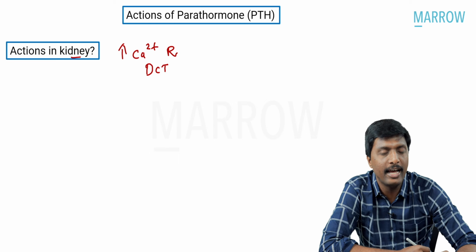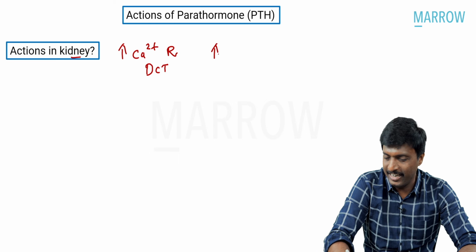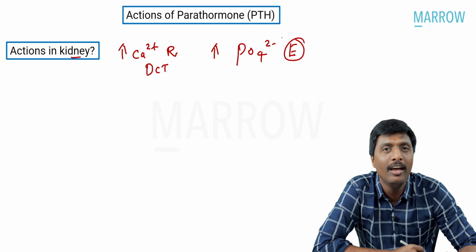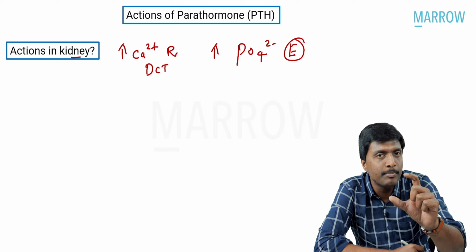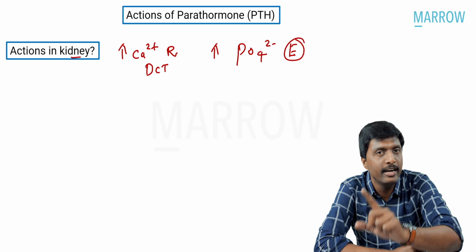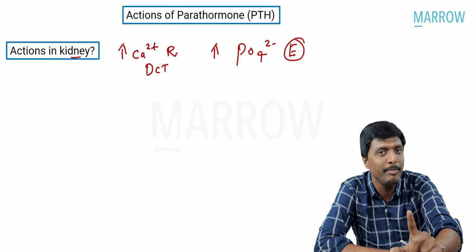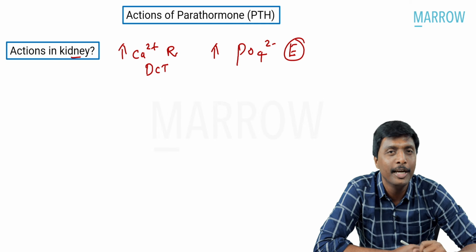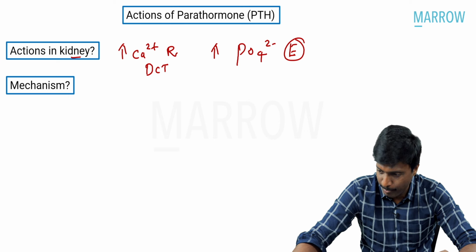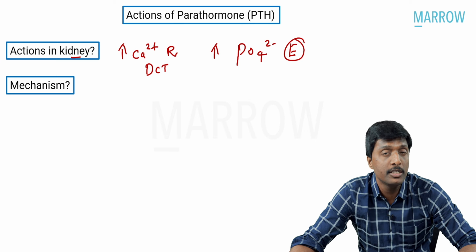One more important action, remember guys, a very critical point: it increases phosphate excretion. Parathormone is going to cause phosphate excretion. This is why I always say PTH, phosphate terminating hormone. It is going to cause phosphate excretion. How, sir? A very important mechanism. It was also asked before.